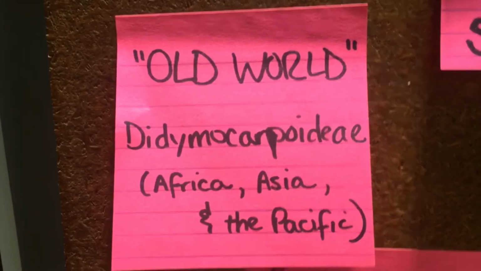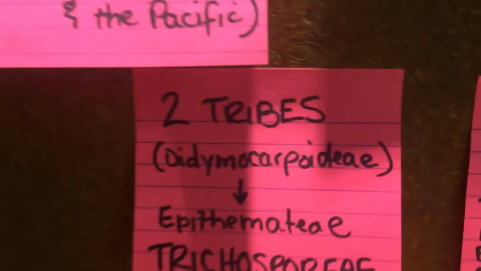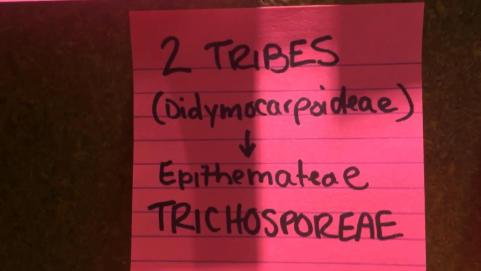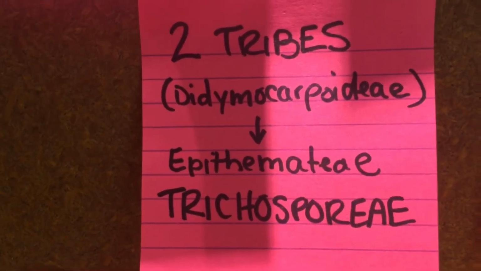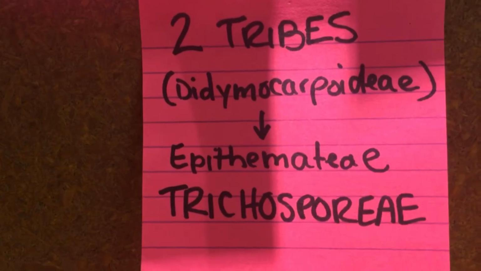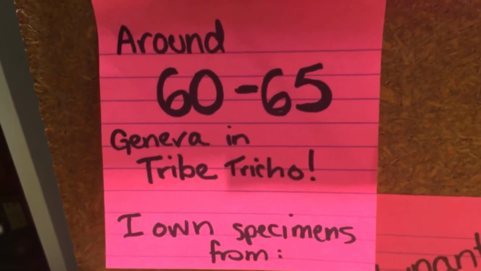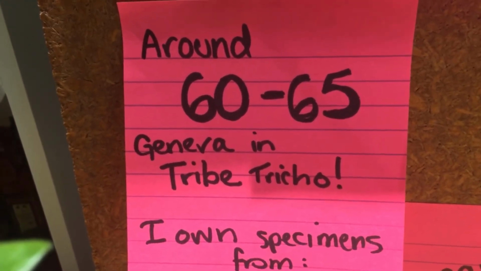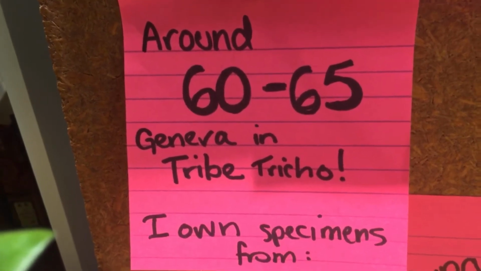The Old World subfamily Didymocarpoideae contains plants that are found throughout Africa, Asia, and the Pacific. There are two tribes within this subfamily, and the one I want to talk about primarily is Trichosporiae. There are around 60 to 65 different genera in tribe Trichosporiae, and I own specimens from this tribe, particularly the genus Ascananthus.